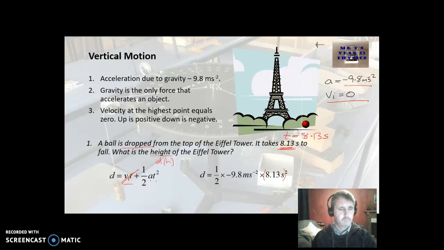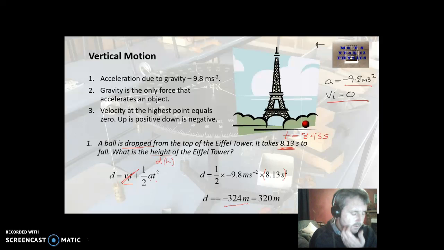And we get the answer, negative 324. Now let's go back and look at our initial data. We had the time of 8.13, which is 3 significant figures. We had acceleration at 9.8, which is 2 significant figures. Now velocity is 0, but we can think of that as an infinite amount of significant figures, so that's irrelevant. Our smallest number of significant figures is 2 from the value of acceleration. So we need to round this 324 down to 320.